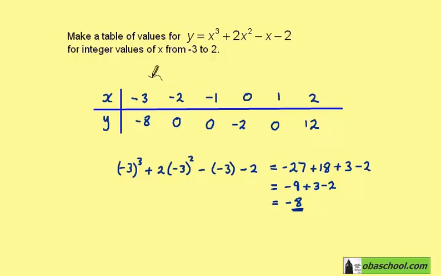You'd need extra points. If you took some half-unit values, minus 2.5, minus 1.5, and so on, and plotted the extra points, you'd probably find that you could draw the graph quite accurately.